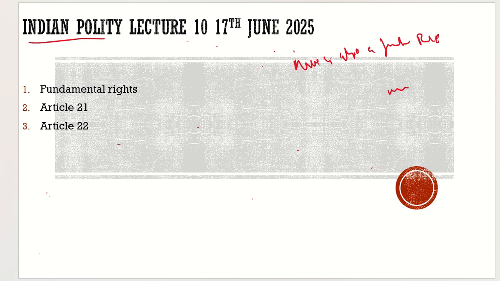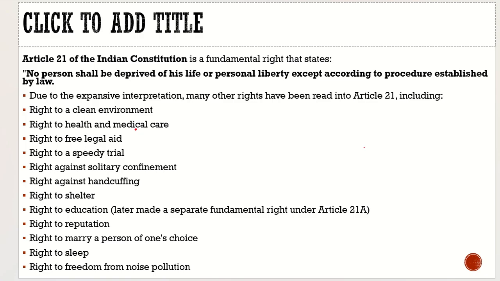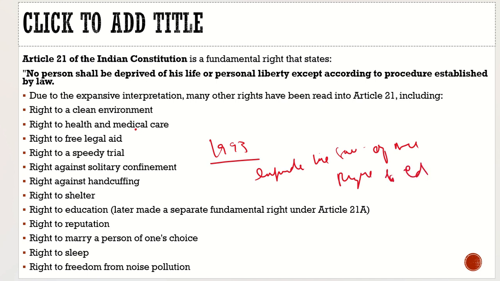Now let's have a look at article 21 clause A, the amendment which was made to it. Here in this slide, we saw that we had been given many fundamental rights. I guess in 1993 the Supreme Court expanded the scope of article 21, and said that the right to education is also a fundamental right.